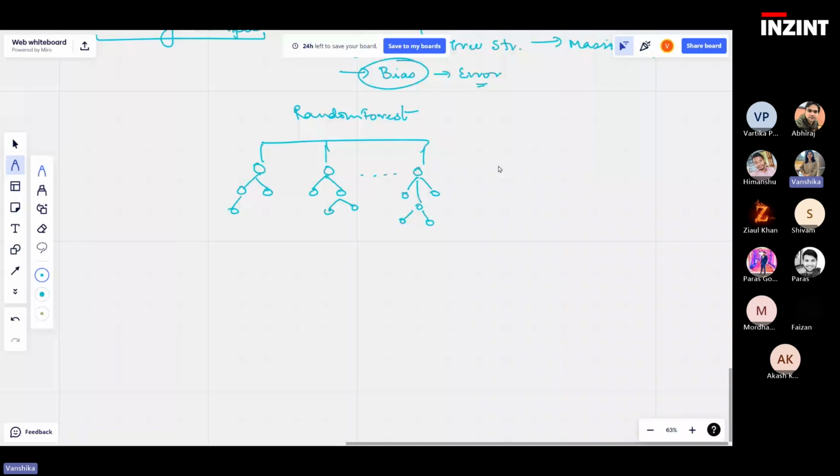Then I can have output one from this, output two from this, and let's say output three from this, and I can aggregate all of these outputs and get one single output. So this is the whole idea behind random forest, and this is what ensemble learning is. Here, I'm training multiple decision trees parallelly, together.